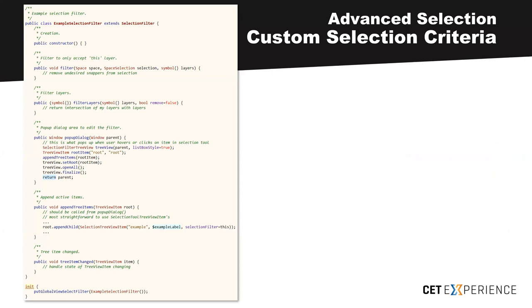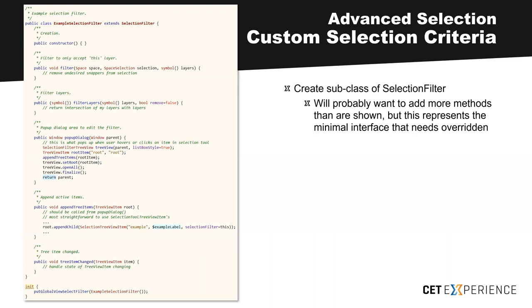All right, so here we have how to create custom selection criteria. You see on the left here, we have a full skeleton code example of how you would do this. First thing you're going to need to do is create a subclass of selection filter. And I will just quickly go through some of the important methods in this little piece of code I put in here that you're going to want to pay attention to.